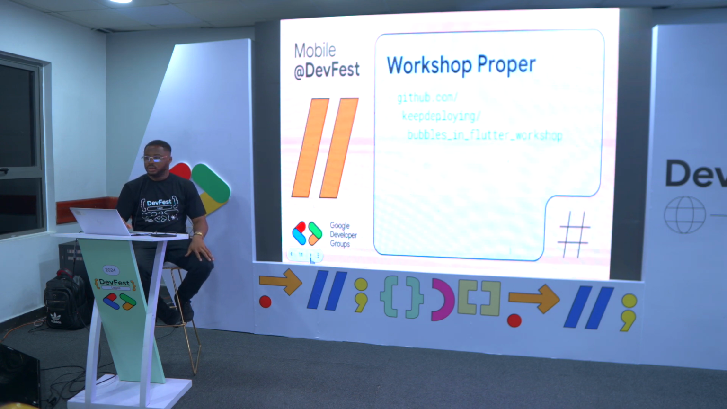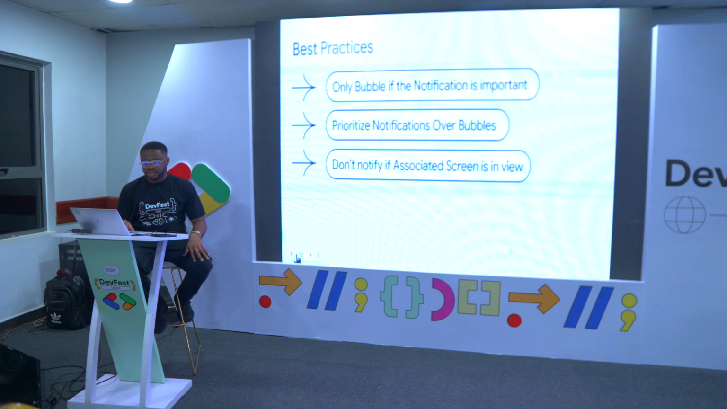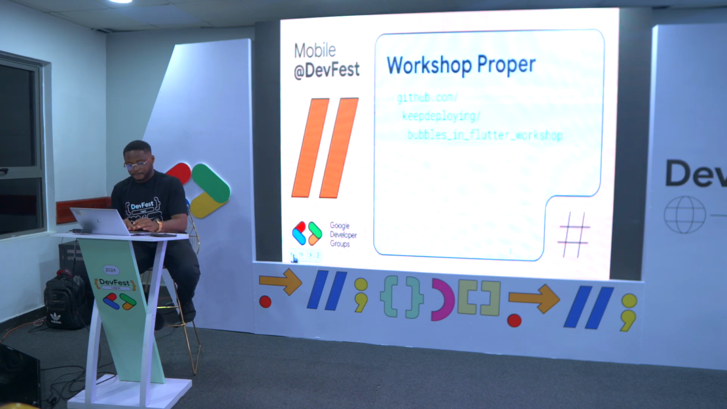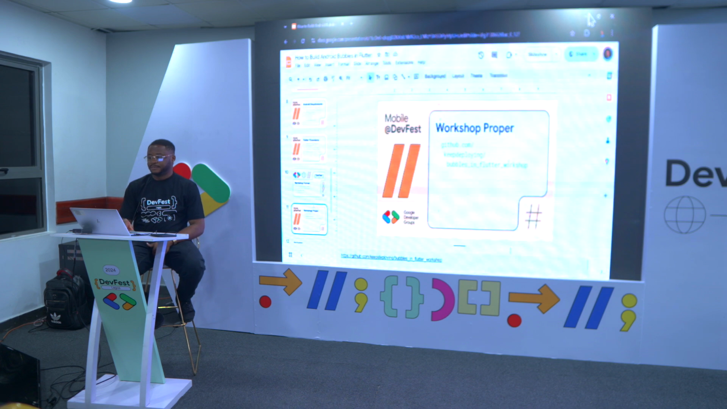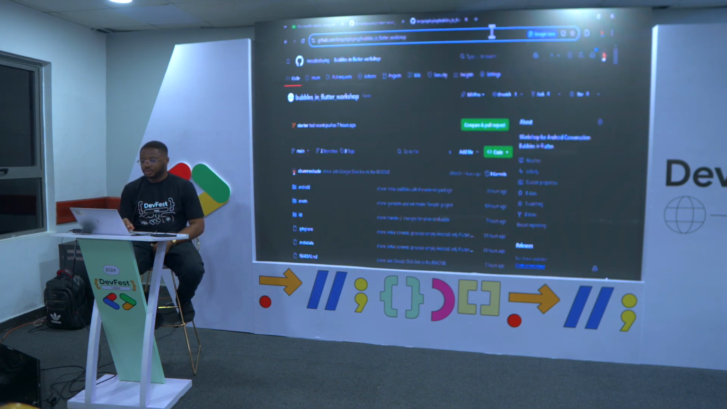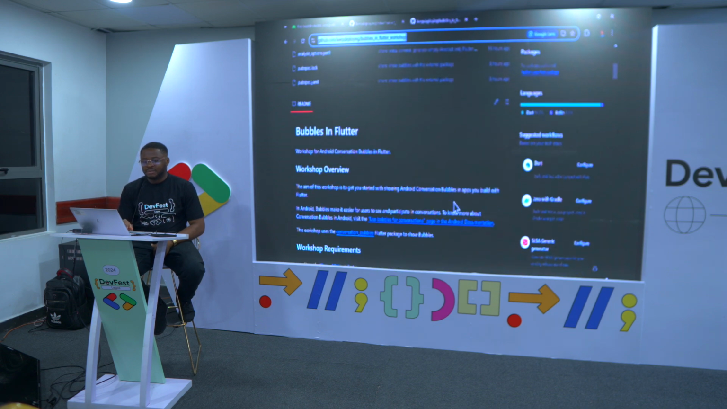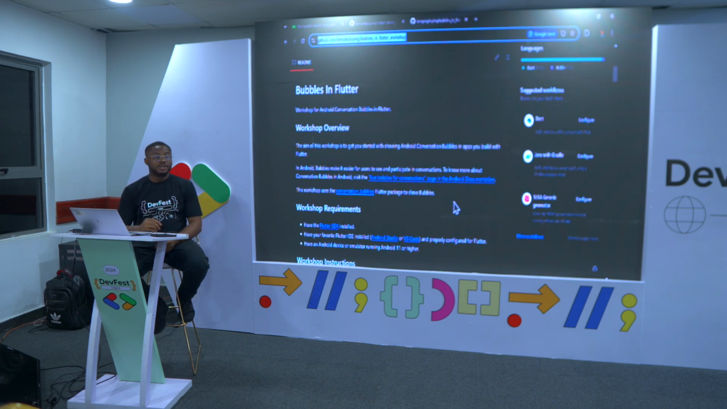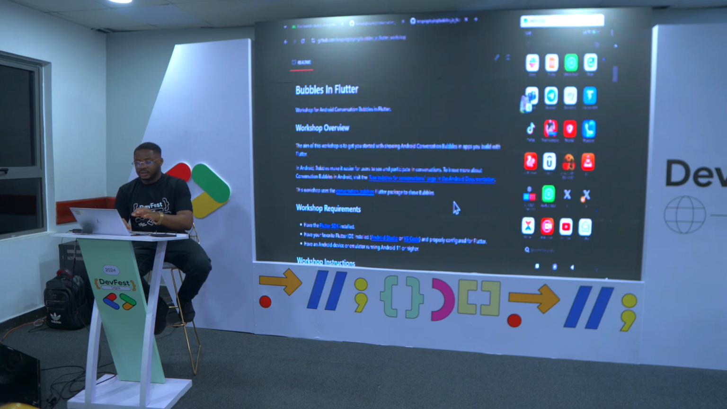So yeah, the workshop proper. Let's see our hands. Escape, minimize. So these are the details of the workshop. We will basically be following the README. We have prepared this repository for bubbles, and this is what the final app looks like.